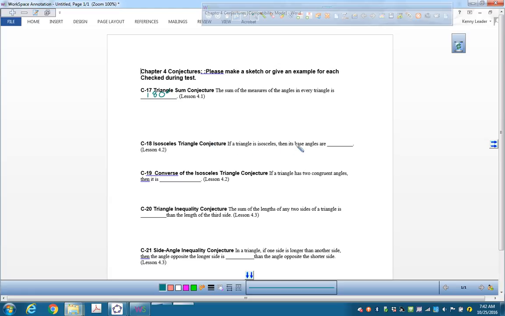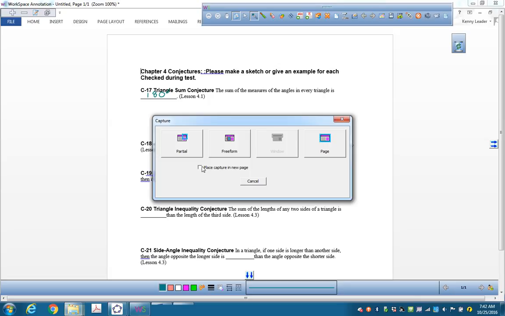Isosceles, these are the ones we did earlier. If a triangle is isosceles, then its base angles are congruent. We'll call it congruent, better than equal. Converse of the isosceles: if a triangle has two congruent angles, then it is isosceles. That's that one right there. Now this one is what we're talking about right now. So, triangle inequality.